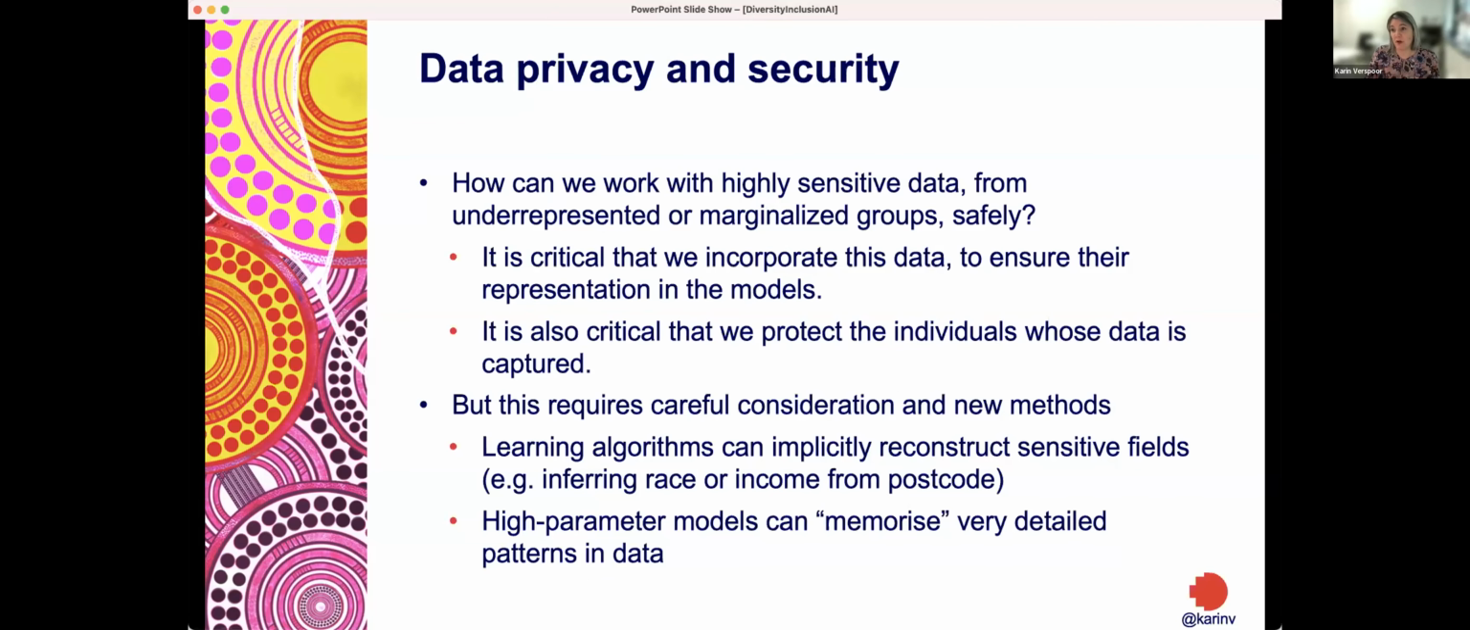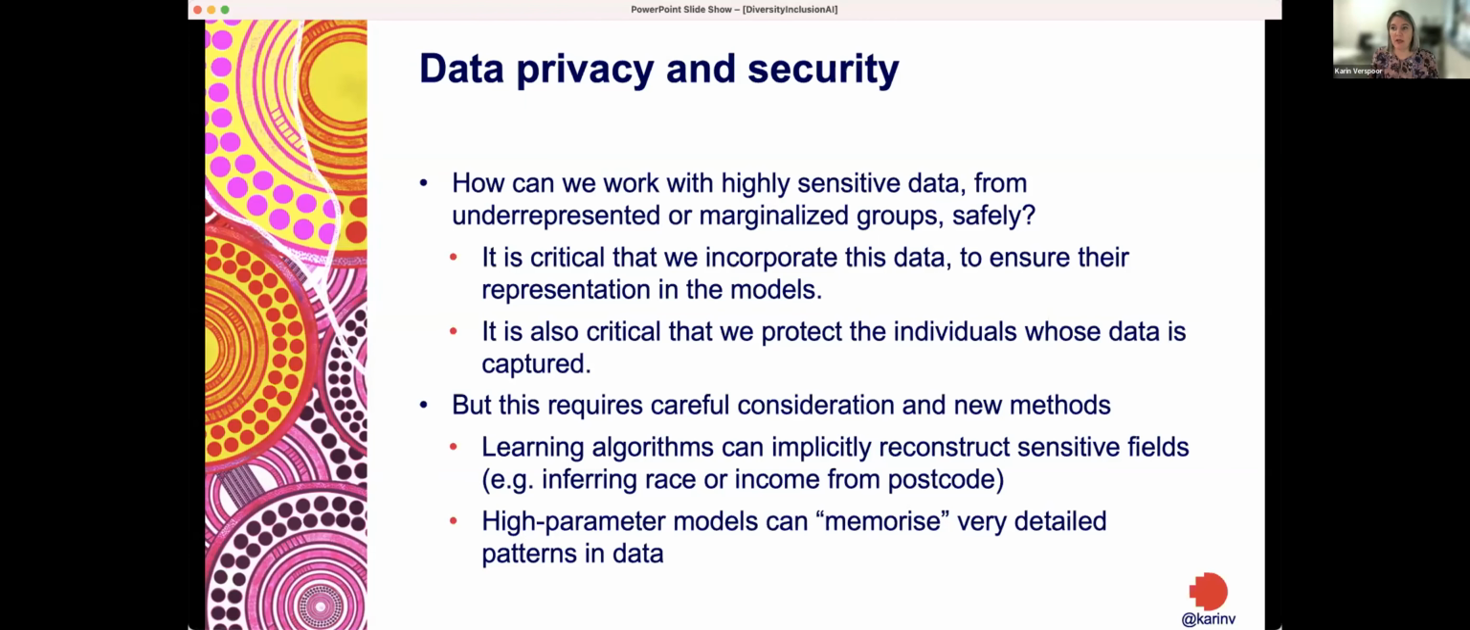We have to, of course, along the way, if we're going to be thinking about increasing the diversity of our data, think about the issues around how we can work with highly sensitive data from underrepresented and marginalized groups safely. It's really important that we incorporate this data so that the people are represented. You know, who's the data? But it's also critical that we protect the individuals whose data is captured. If somebody's going to disclose that they're trans or maybe intersex, that obviously being intersex has huge implications for your medical health. But that's also a highly sensitive variable.